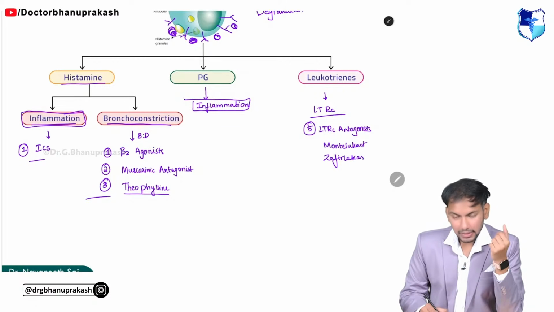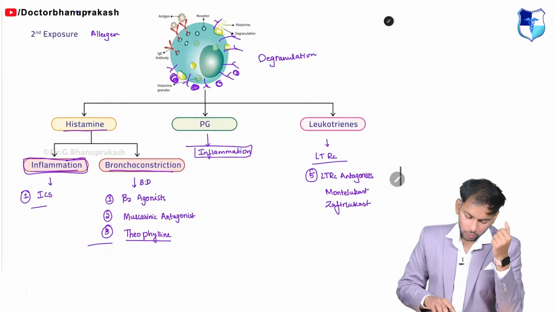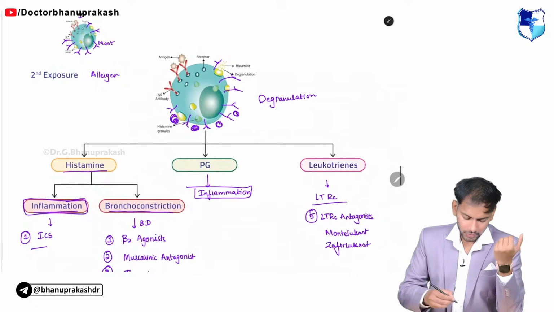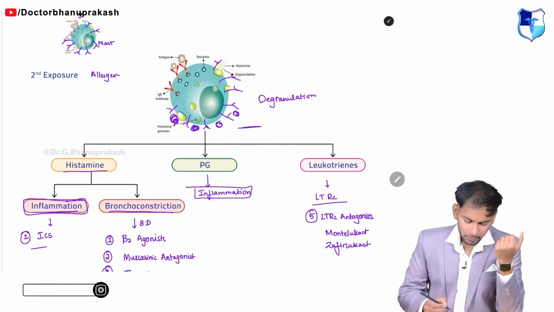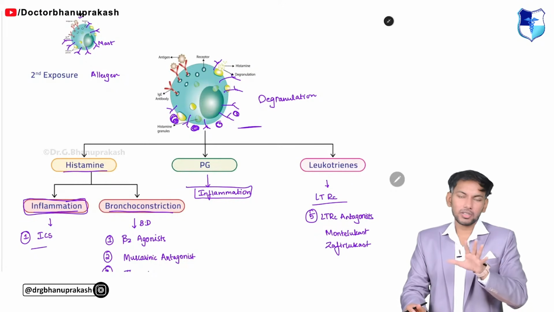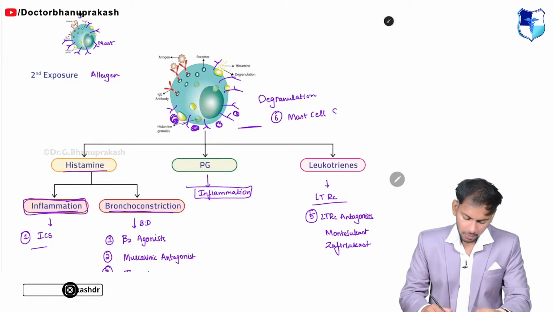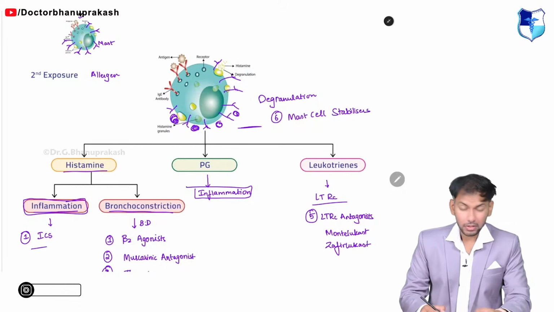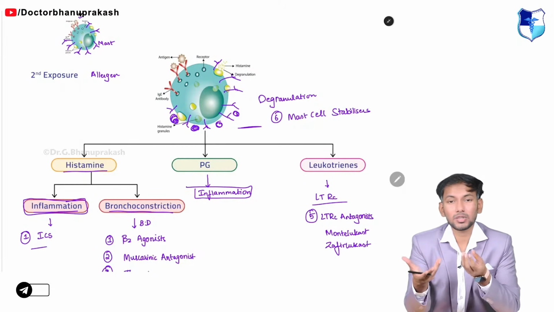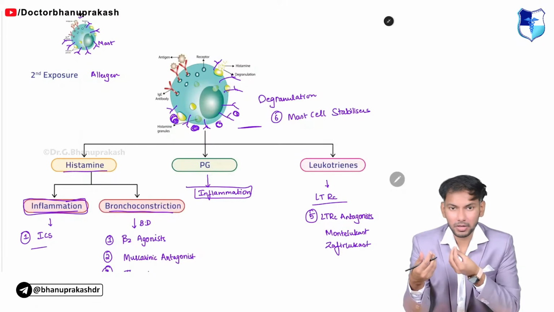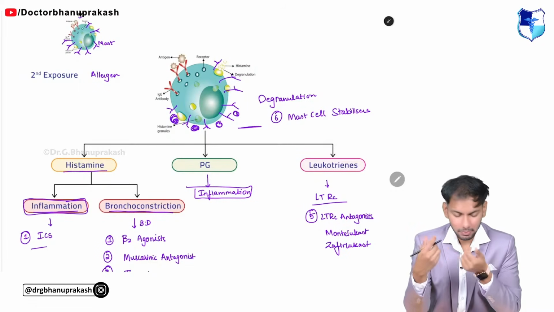So these are all the classes of drugs. Now, if you go a bit further, you can see here, because of mast cell degranulation, all of this is happening. So you can also give mast cell stabilizers. If you block it from degranulation, obviously you can treat it. So these are what are cromolyn sodium drugs. Yes, this is mast cell stabilizer.